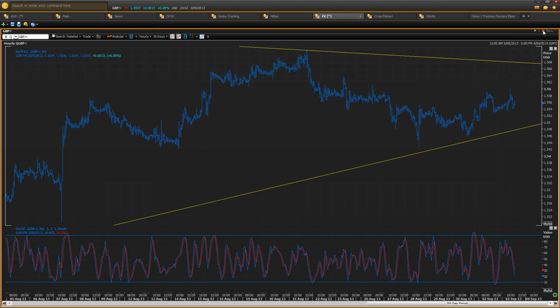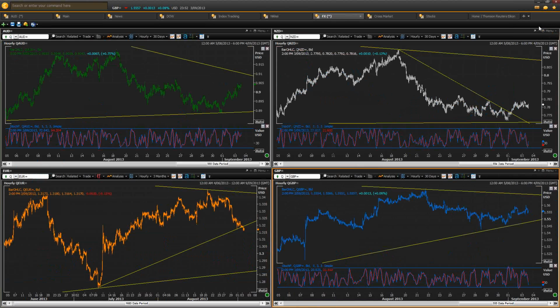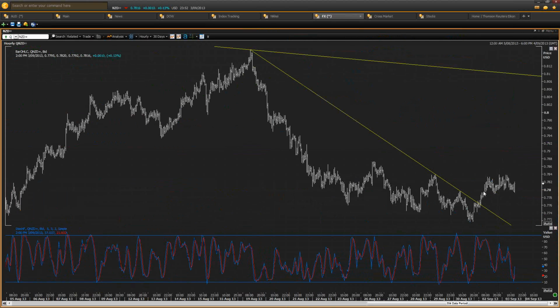All right, so sterling sideways, Kiwi as well. It has broken through that key level here on the top side, around 77 60, and it's had the usual spike high, and now it's doing basically sideways activity again.